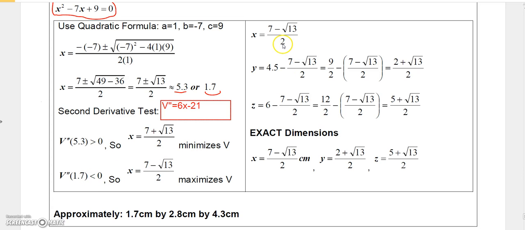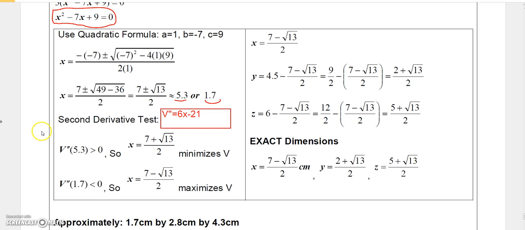Now, so there I have my x value, and then just go back into the formulas up here, and you know y is 4.5 minus x. So plug that in, and you get that number. And then z is 6 minus x, so plug x in here to get z, and you get this number. And so the exact dimensions are 7 minus square root of 13 over 2 for x, y is 2 plus square root of 13 over 2, and z is 5 plus square root of 13 over 2. But if you just want the approximations, it's 1.7 by 2.8 by 4.3. And so that would be the dimensions to maximize the volume of that box.